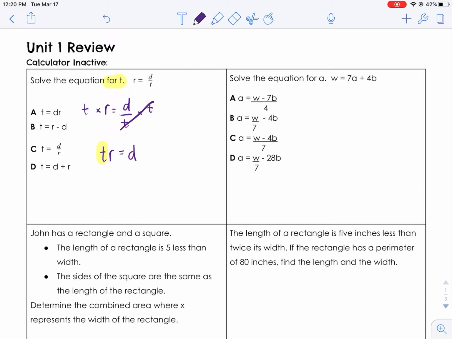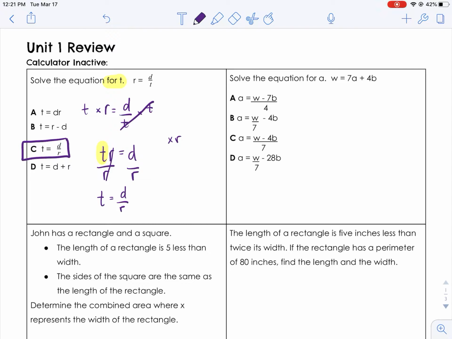Okay, and remember we're trying to get t by itself, so we want to see what is being done to t right now. Right now we're multiplying by r, so we need to undo that. We need to do the opposite of multiplying by r. So we're going to divide by r, and what we do to one side we must do to the other. If you divide r by r, it just becomes 1. So then we're going to get t equals d divided by r. So you should have gotten choice C.